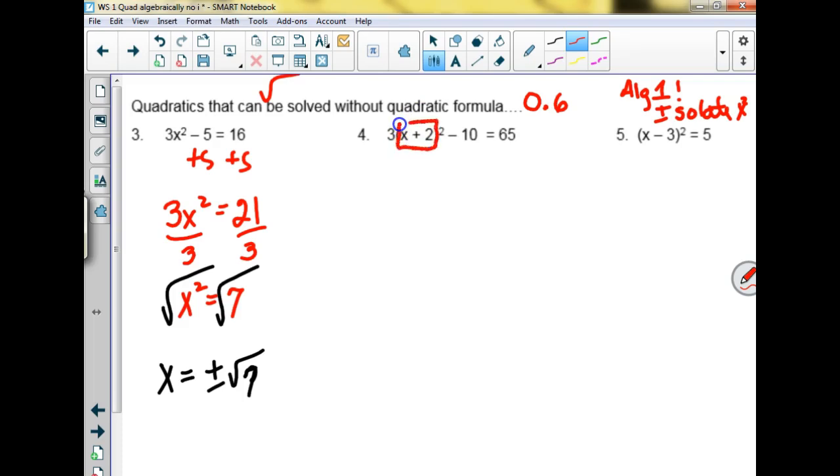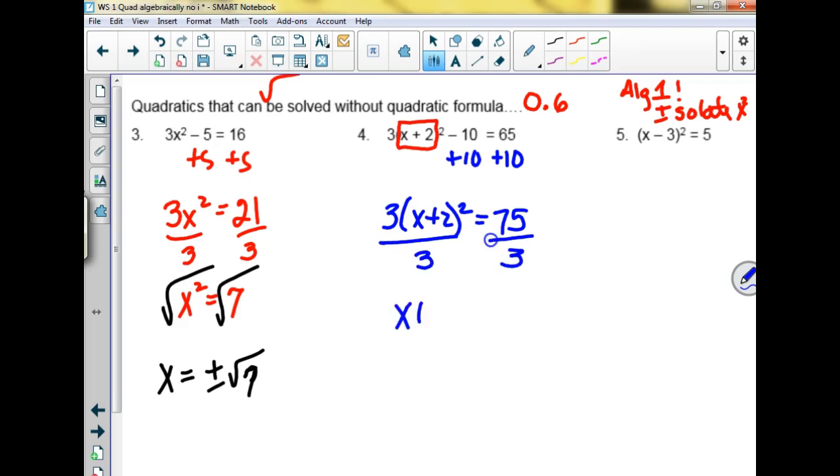Just pretend this is an unknown right now. We want to isolate that box. What would we do first? Add the 10. Now, I can't distribute because there's a squared there. Is there something else I can do to get rid of the 3? Divide. Now what can I do to get rid of the squared? Take the square root. But I do have to be careful.